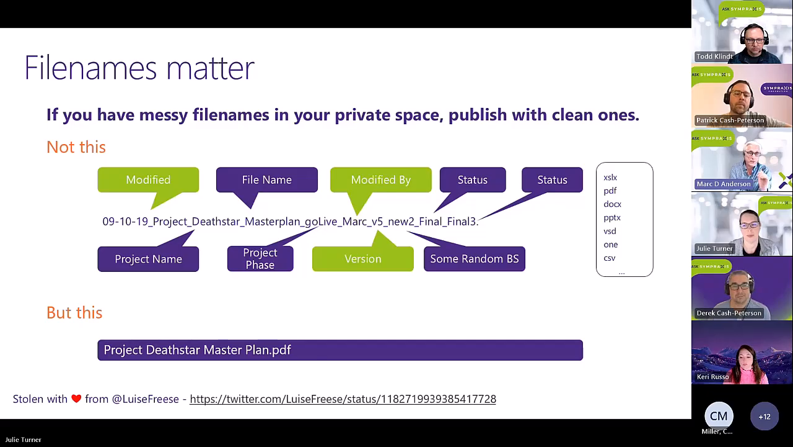But when you publish something to the intranet, it should have a very clear name. So in this case, Project Death Star Master Plan. That sounds like the thing it is. And you'll notice that it's also a PDF. So even if that file name in the top section is what you've named it inside your team site, you're publishing it with a name that makes sense.